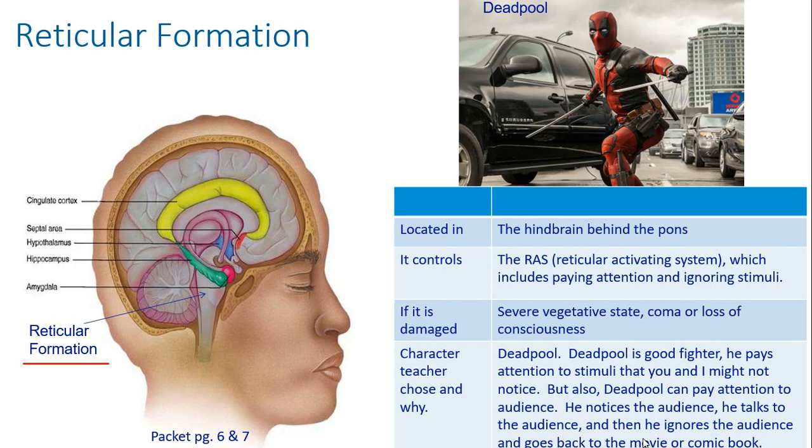Now, your reticular formation is right behind the pons. This is still your brainstem. And remember, I told you your pons is this little belly that sticks out of the brainstem? Well, your reticular formation is right behind that. And it controls your ability to pay attention and to ignore things, which we call the reticular activating system. Essentially, it is your ability to focus on things that are interesting or important and not pay attention to things that are not interesting or are not important.